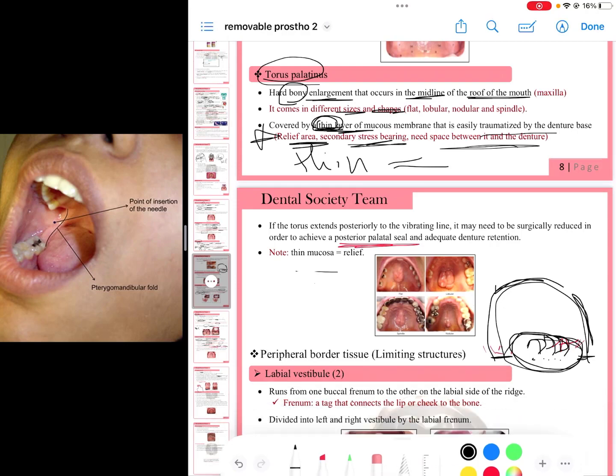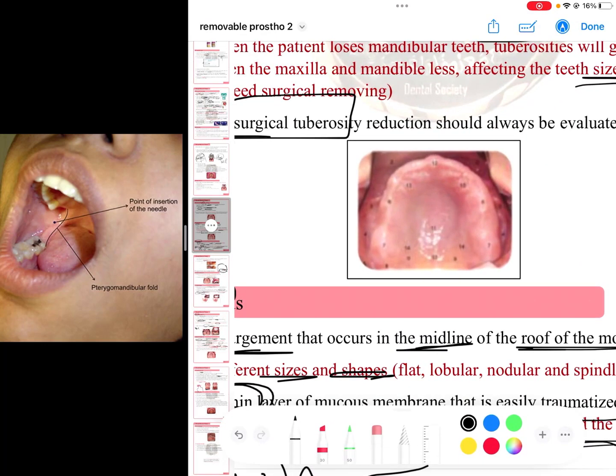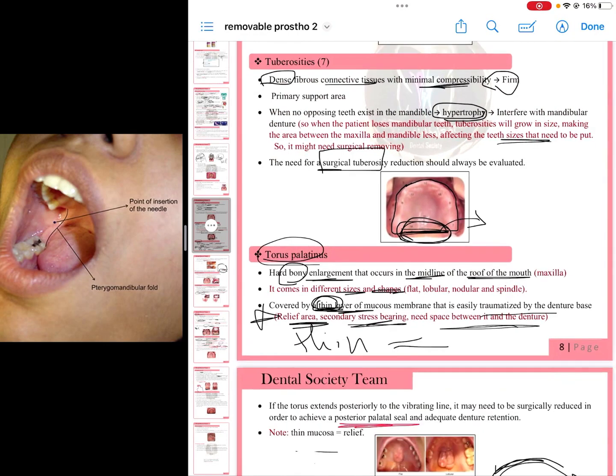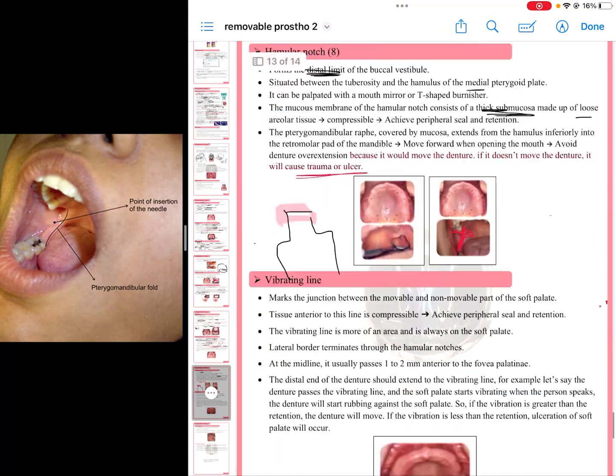Right? Looking at your hard palate, if I want to close it, I can close it here from the labial side, then the buccal side, then the hamular notch, and like this. I can hold this. But here, what do I have to hold? Okay, so we will create something to achieve the palatal seal. This thing that we are going to create is based on the vibrating line.